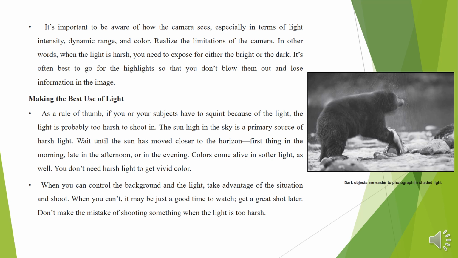The sun high in the sky is a primary source of harsh light. Wait until the sun has moved closer to the horizon, first thing in the morning, late in the afternoon, or in the evening. Colors come alive in softer light as well. You do not need harsh light to get vivid colors. When you can control the background and the light, take advantage of the situation and shoot. When you can't, it may be a good time to watch and get a great shot later. Don't make the mistake of shooting when the light is too harsh.